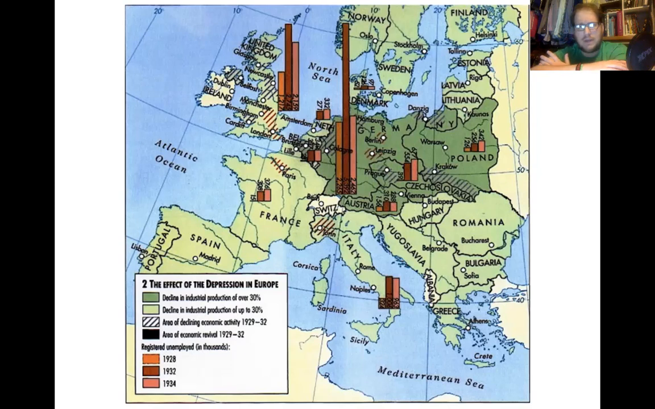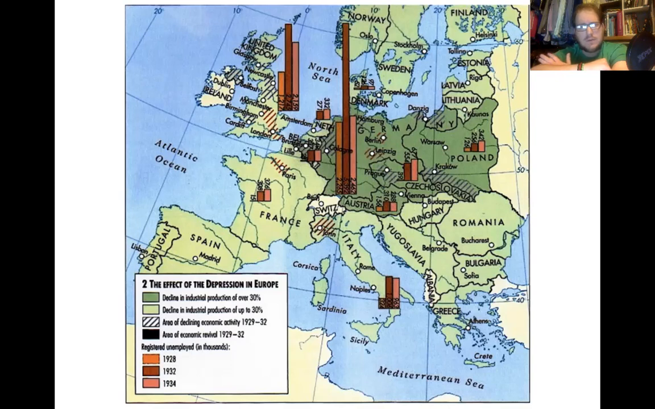The bar graphs for each country give you a number of people, in thousands, who were registering for unemployment, or official unemployment numbers that were accumulated and reported by governments at the time in 1928, 1932, and 1934. And one of the trends that you'll notice is a huge spike in unemployment numbers writ large by the year 1932. And in several countries, you see the trend continue between 1932 and 1934.